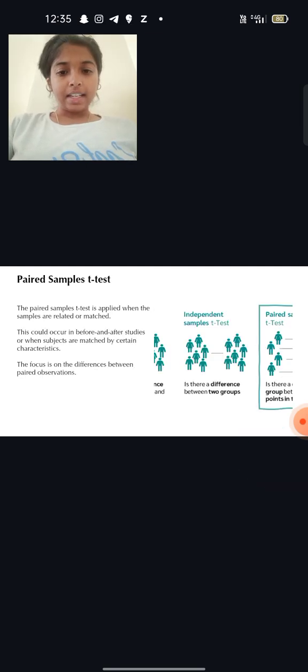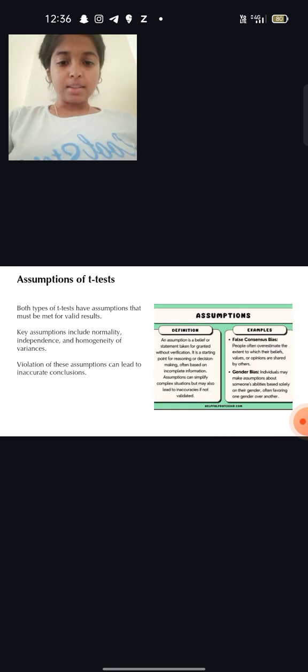Paired sample t-test. The paired sample t-test is applied when the samples are related or matched. This could occur in before-and-after studies or when the subjects are matched by certain characteristics. The focus is on the difference between paired observations, that is, the difference between the two points.